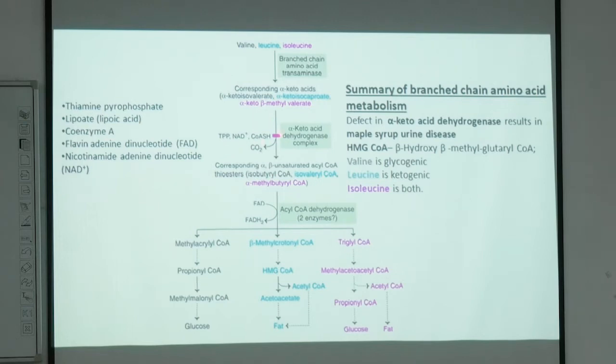We have a very important disease due to deficiency in this step of decarboxylation. Due to deficiency of this enzyme, we have a disease called maple syrup urine disease. And when we are considering these steps, we have to keep in mind there are several cofactors that help in the step. The most important of these cofactors is thiamine.